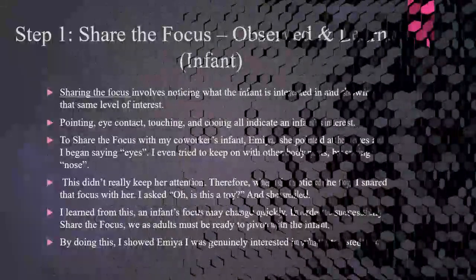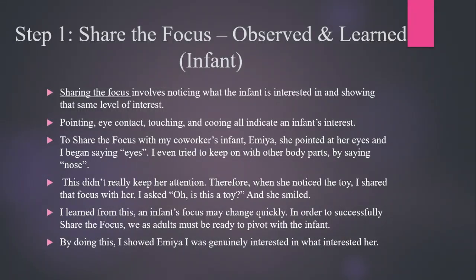Okay, so step one. I went over what I observed and learned, not exactly how they showed in the rubric. I decided to do it by definition of the steps. So the definition and then what I observed, what I learned, all in one for an infant. And then you'll see in the next slide, I did the same thing. Step one, share the focus, observe, and learn for a toddler. So instead of doing 2 slides for infant and toddler, in my brain it was easier to do it this way. Okay, so step one, share the focus, observe, and learn for an infant.